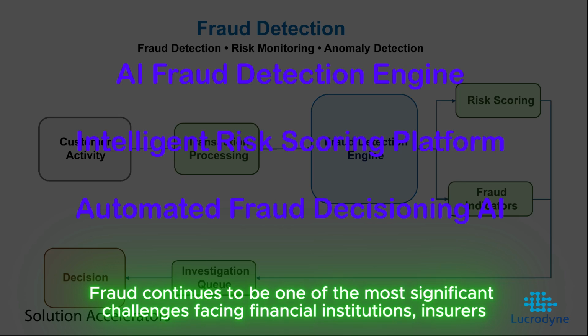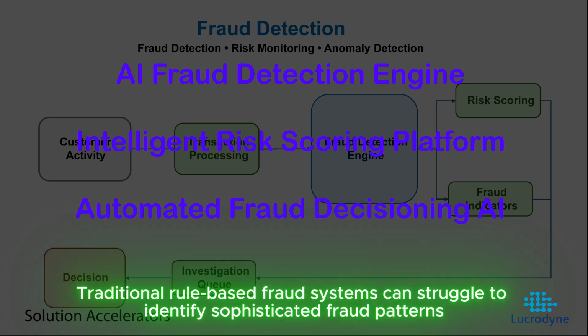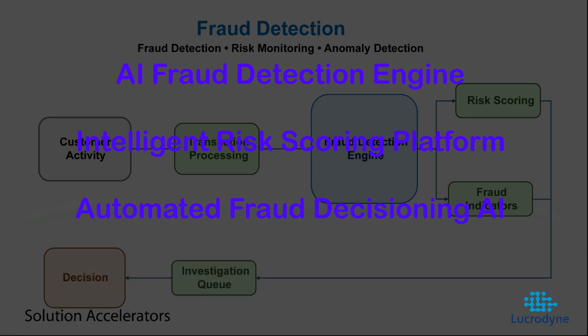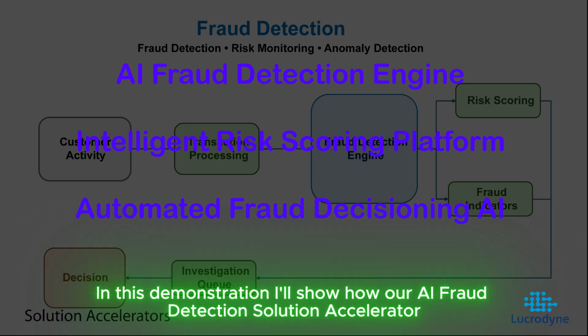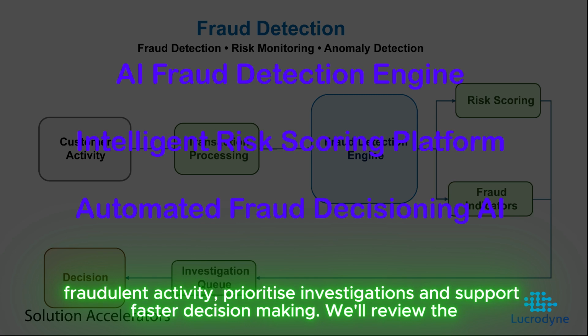Fraud continues to be one of the most significant challenges facing financial institutions, insurers, and organizations that process large volumes of transactions and customer interactions. Traditional rule-based fraud systems can struggle to identify sophisticated fraud patterns, resulting in missed fraud events, excessive false positives, and increased operational costs. In this demonstration, I'll show how our AI fraud detection solution accelerator uses machine learning, anomaly detection, and behavioral analytics to identify potentially fraudulent activity, prioritize investigations, and support faster decision making.